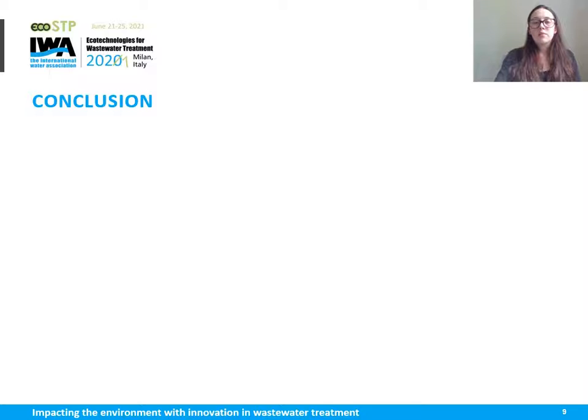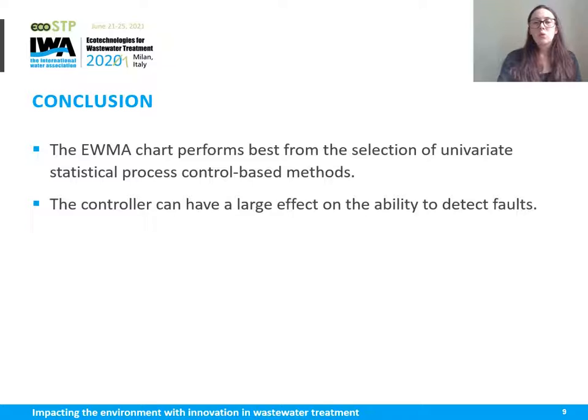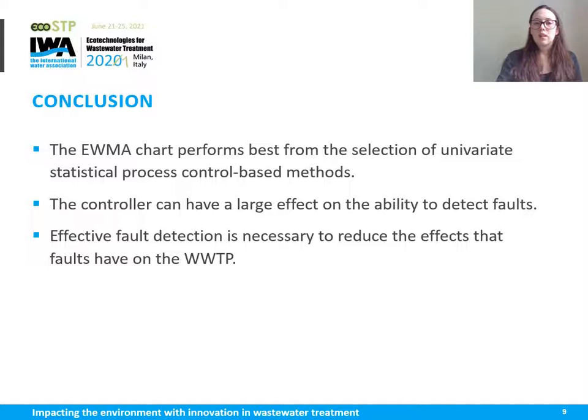In conclusion, we saw that the exponentially weighted moving average chart outperformed the other methods for the fault shapes, sizes, and criteria considered. We also saw that the controller has a large effect on the ability to detect the faults, and we highlighted the effect that faults can have on the process and the subsequent need for effective fault detection.